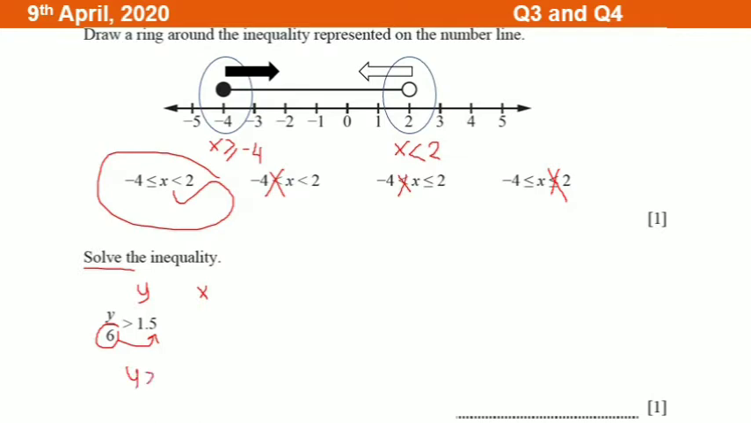Do we multiply or do we divide? We multiply, because of the opposite. We multiply by how many? By 6. 1.5 times 6 will be 9. So the answer will be y bigger than 9.